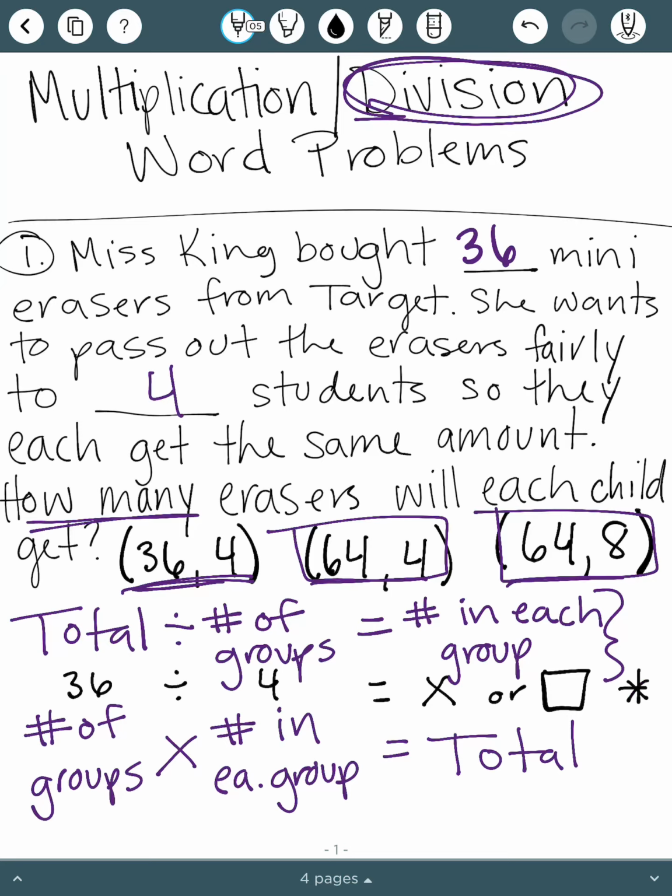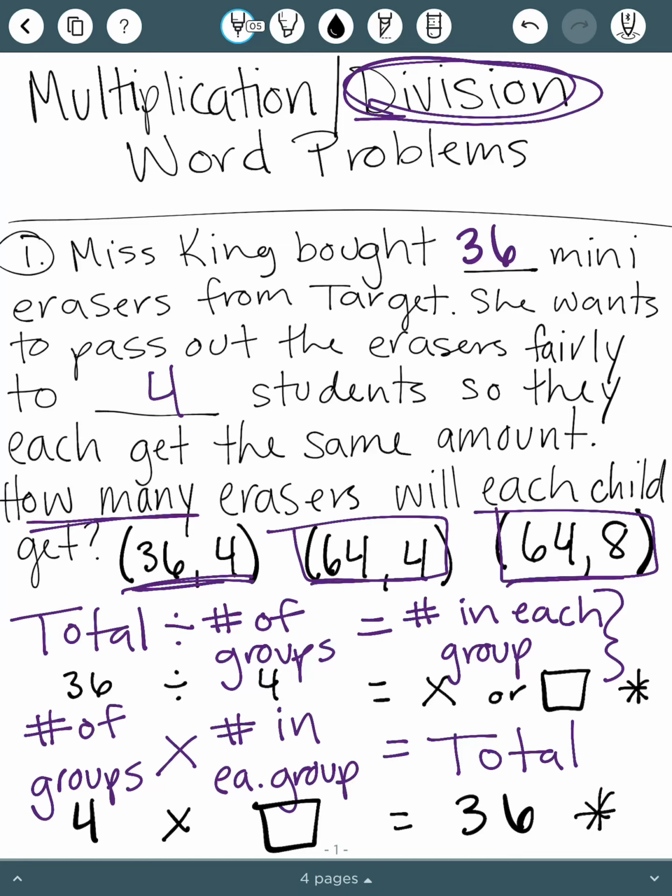And then for their multiplication equation, I'll ask them, do we know the number of groups, or in this case, the number of students? So that's going to be 4 multiplied by, okay, how many is in each group? How many erasers does each student have? We don't know, so we're going to use an unknown variable, and I'll use a box for that example, equals how many erasers does she have to divide? 36. So that's going to be our multiplication equation.